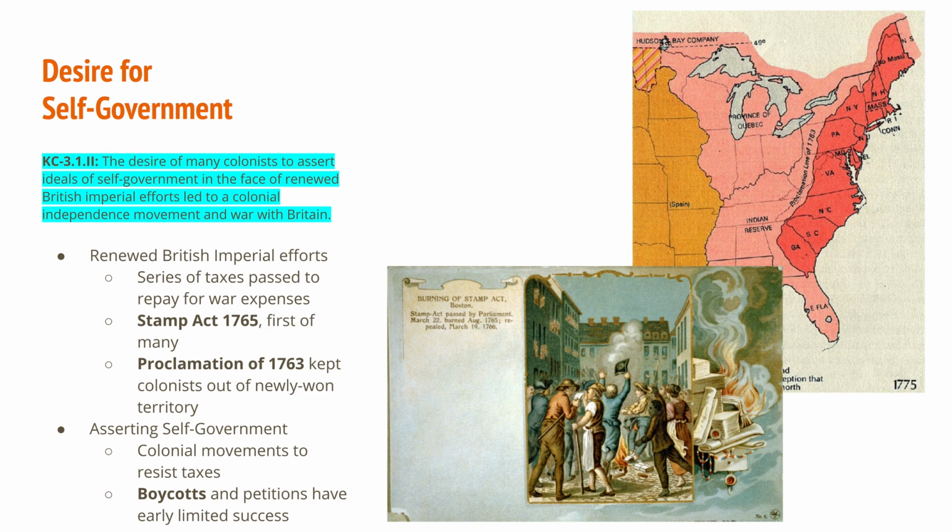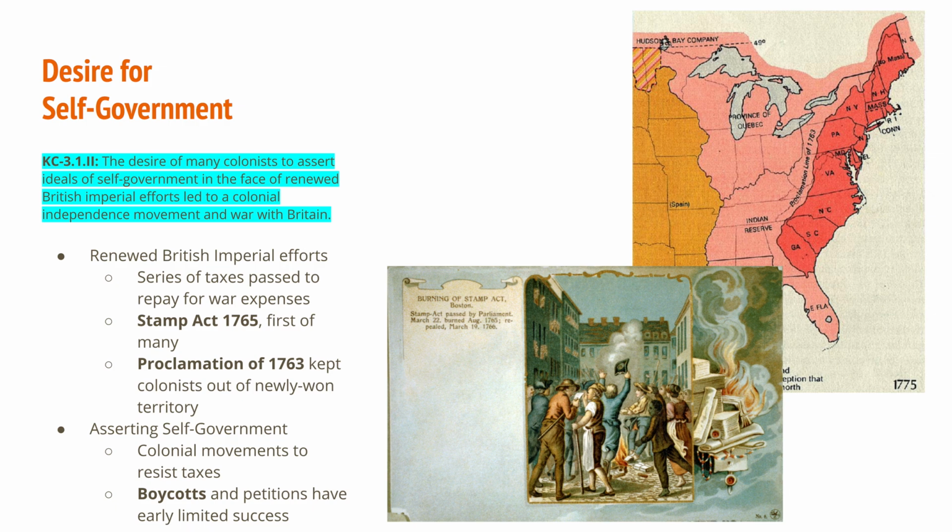So, desire for self-government: colonists wanted to assert the ideals of self-government in the face of renewed British imperial efforts, which led to a colonial independence movement and war with Britain. This is after the French and Indian War is over, and once the British have started to impose those imperial taxes on the colonies to pay for the war debts. So there was a series of taxes passed to repay the war expenses. The Stamp Act of 1765 was one of the first of many later taxes that were meant to repay for the war.